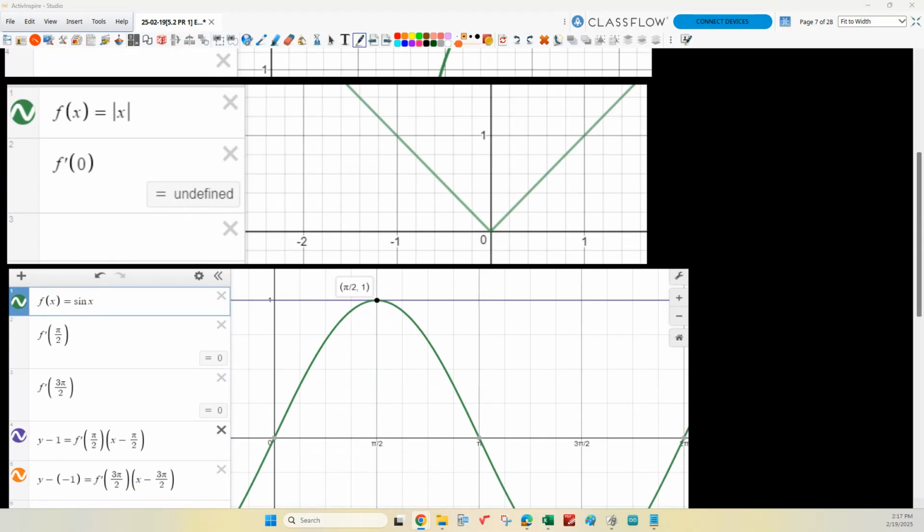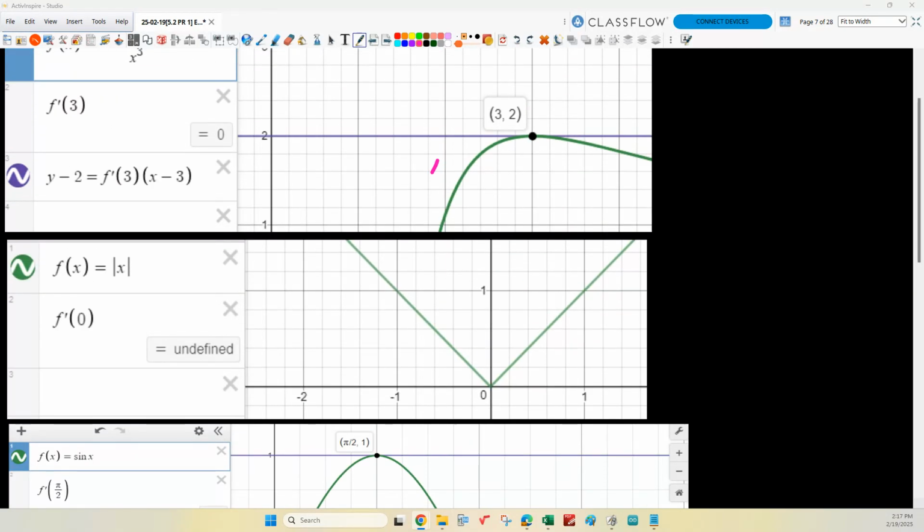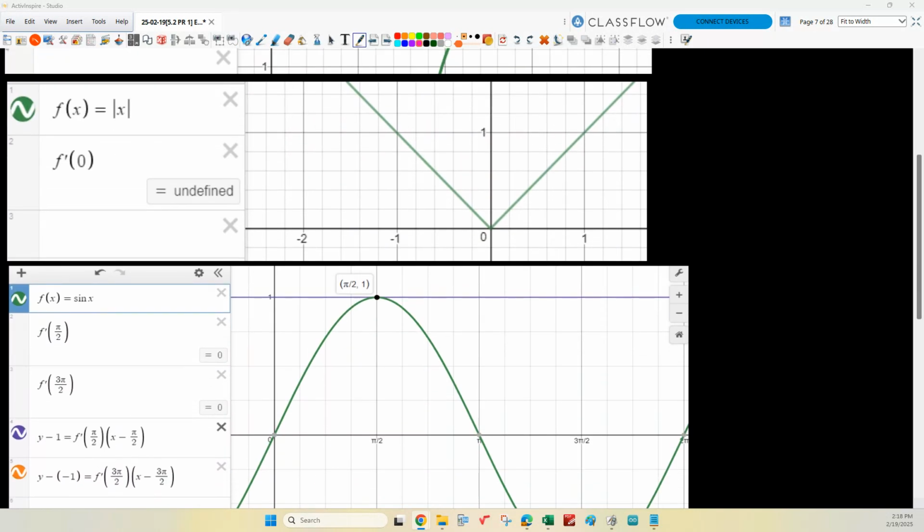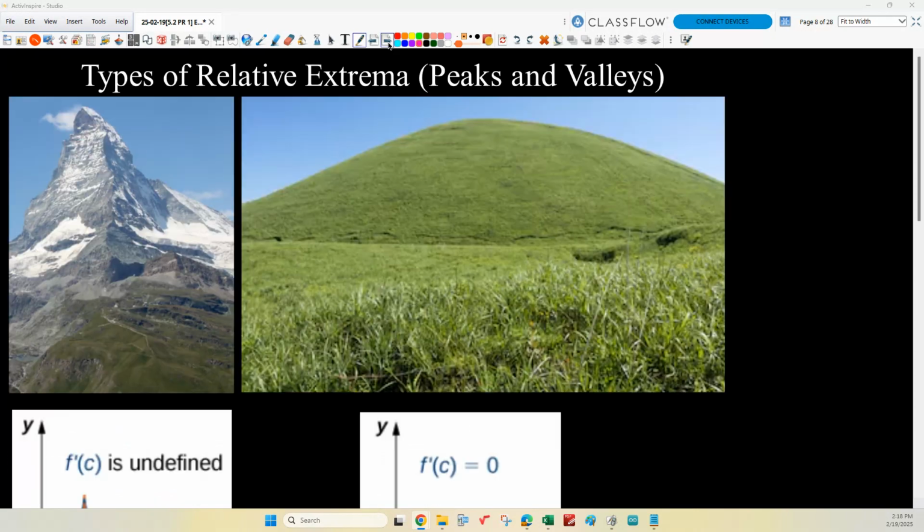We could generalize this a little bit. Peaks or valleys that are smooth and rounded are always going to be peaks and valleys that occur at places where the derivative has a horizontal tangent. The function does have a tangent there, doesn't it, right? Peaks or valleys that are sharp are always going to be places where the derivative is undefined because it's a sharp corner. Okay, that's going to end up being really important.